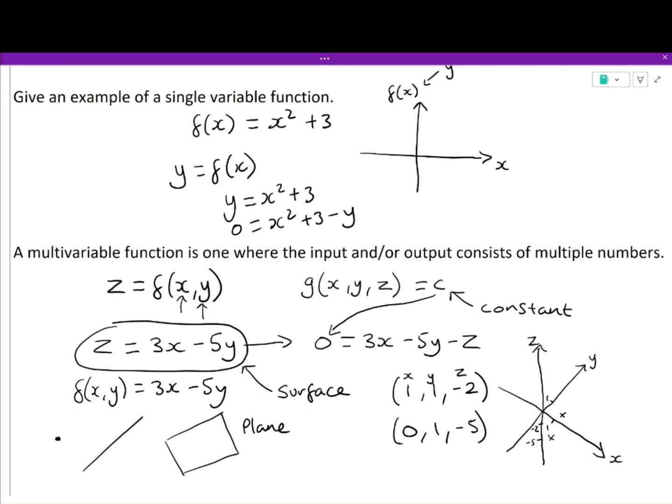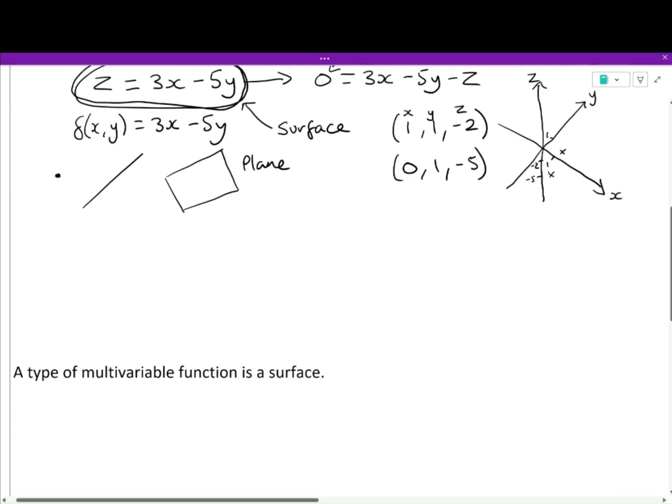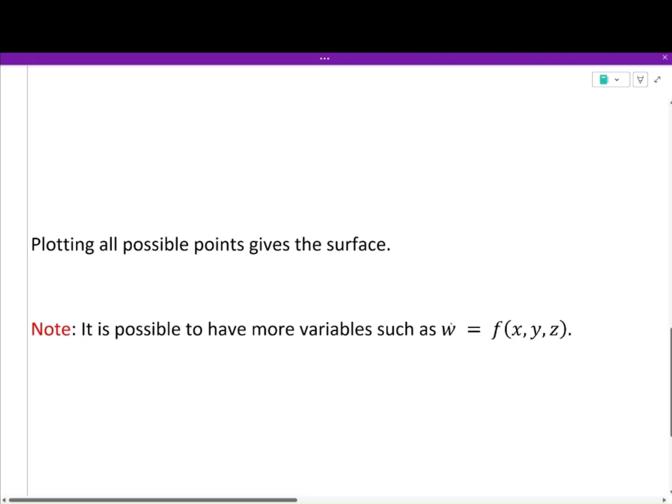So this equation here, z is equal to 3x take 5y, is an example of a plane. If I was to plot all the points, I'd get a rectangular looking shape like that, which has length and width, but it has no thickness. It's not going to become a cuboid, for example. It's just the rectangle that you see there. Now you can have more than two variables. It's possible to have more variables, such as w as another variable equal to a function of x, y, and z, but we're not going to be looking at that now.